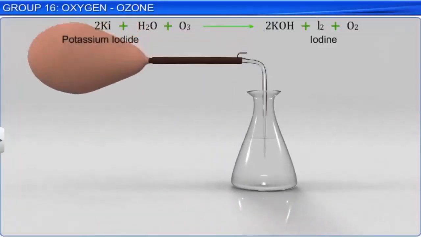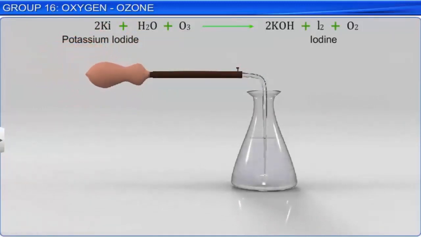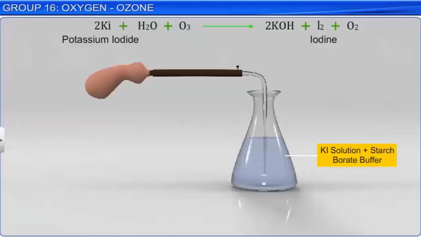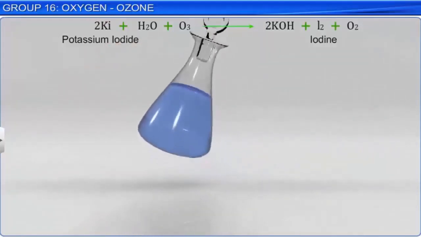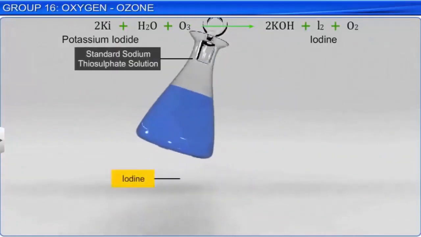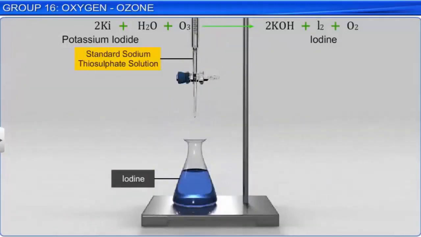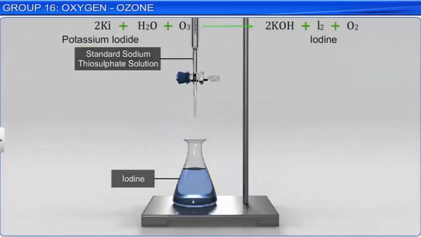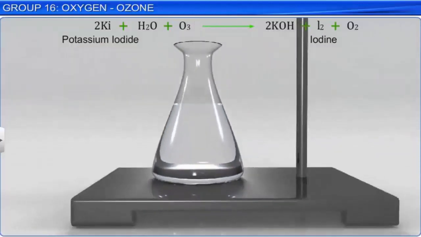The amount of ozone in a gas mixture may be determined quantitatively by passing the mixture through a potassium iodide solution buffered with a borate buffer. The iodine that is liberated in the reaction is titrated with a standard sodium thiosulfate solution. The amount of iodine consumed in this reaction gives the amount of ozone present in the gas mixture.